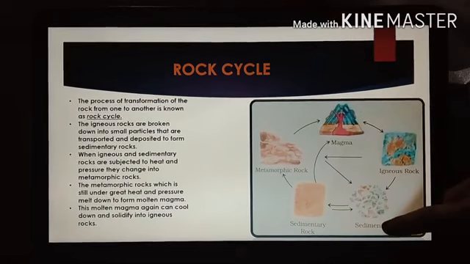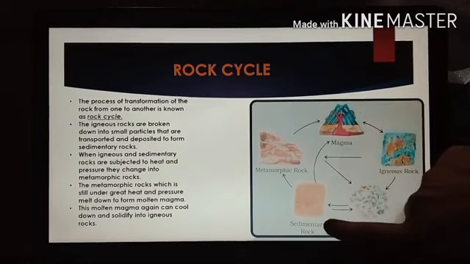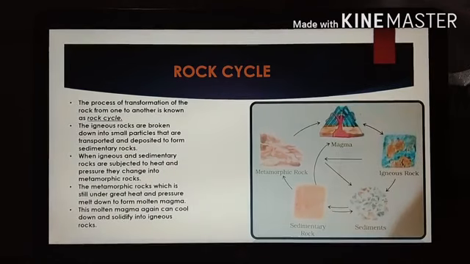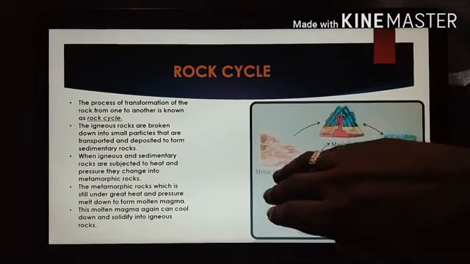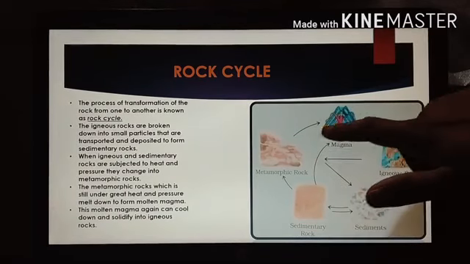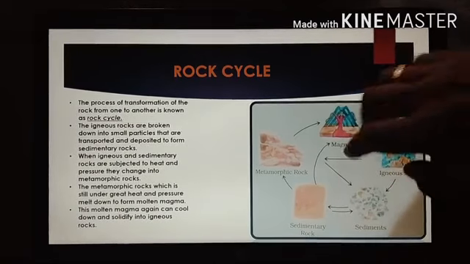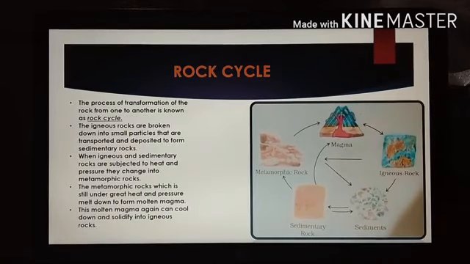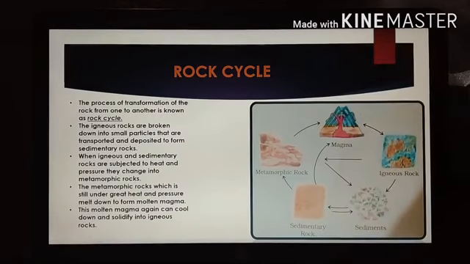Now igneous rock transforms into sediments, and these sediments turn into sedimentary rock. Under high heat and pressure, it transforms into metamorphic rock. After that, metamorphic rock under high pressure and temperature will again convert into magma. Sedimentary rock can also convert into magma. Then again magma becomes igneous rock. So this whole cycle is known as the rock cycle.